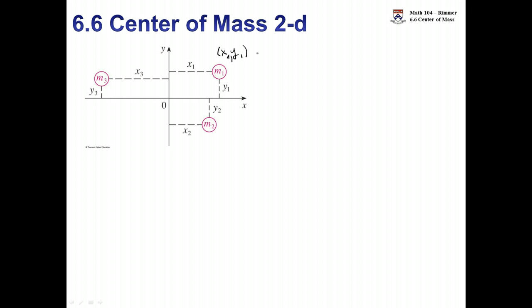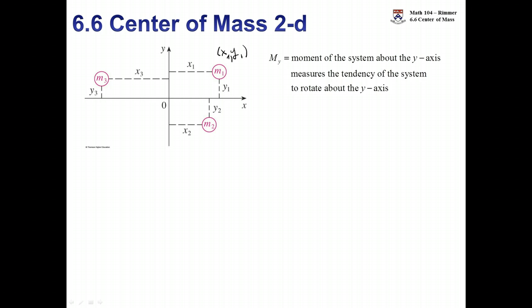So now, instead of having a moment about the origin, what we have here is a moment about each of the axes. First up, we have the moment of the entirety of the system about the y-axis. It's the tendency of the system to rotate about the y-axis. Based on the masses and how far these masses are away from the y-axis, we can calculate the moment of the system about the y-axis. We focus just on the y-axis and we do the same kind of calculation. Take the mass times the distance: M1 times x1 and M2 times x2 and M3 times x3, and add that all together, and that's the moment about the y-axis.